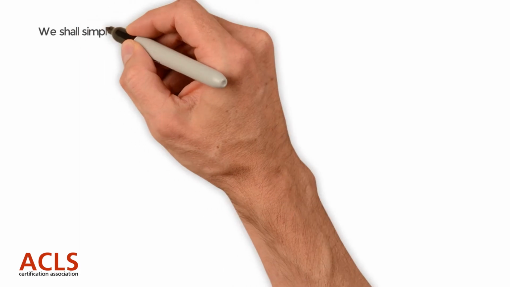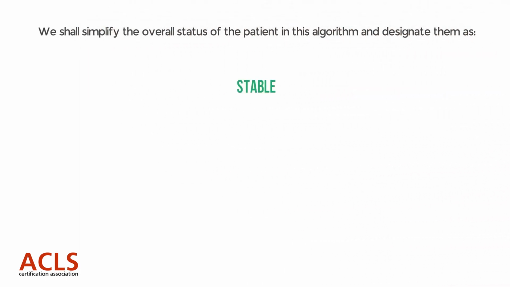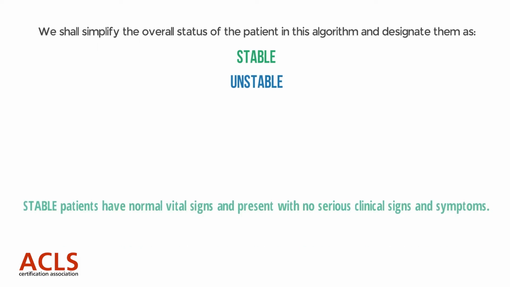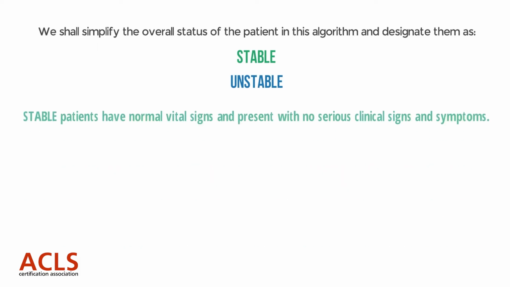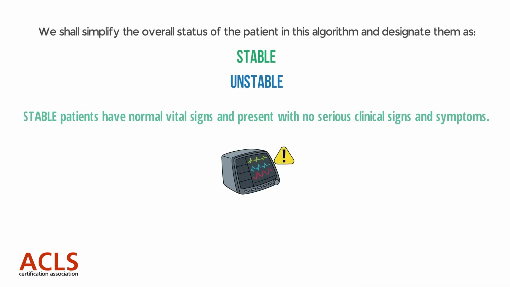We shall simplify the overall status of the patient in this algorithm and designate them as stable or unstable. Stable patients have normal vital signs and present with no serious clinical signs and symptoms. However, these patients will still have an abnormal ECG in terms of heart rate.